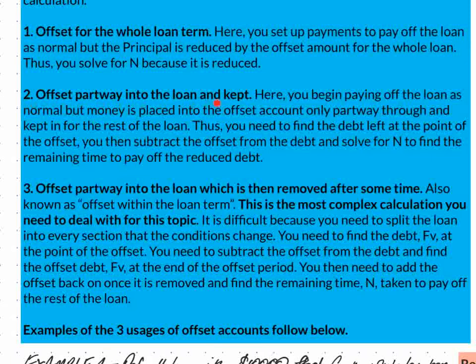So you can have an offset part way into the loan and just keep it in there. So here you begin paying off the loan as normal, but money's placed in the offset account only part way through, and then you keep it in there for the rest of the loan. So you essentially need to find the debt left at the point that you put the offset money in, and so you subtract the offset from the debt and solve for N. So it works exactly like a lump sum that you pay off part way into the loan. The way that you're doing the offset here works exactly the same as that. And I'll show an example anyway.